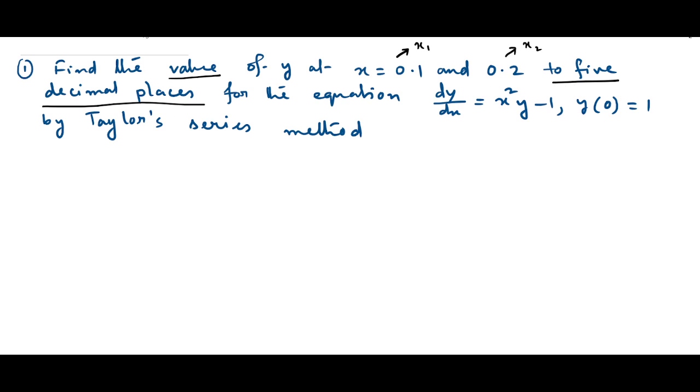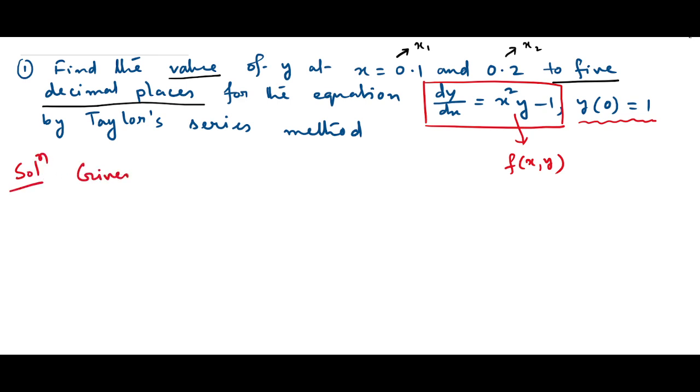Now what is the given equation? Here the given equation is this one: dy by dx equals x square y minus 1. Okay, dy by dx equals x square y minus 1. So this is the function. This right hand side is nothing but f of x comma y, and this is the initial condition. Okay, so let us start.